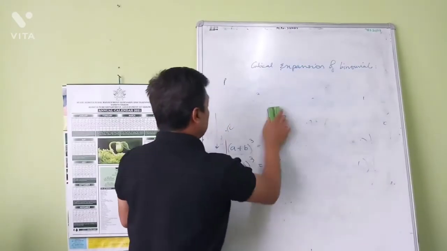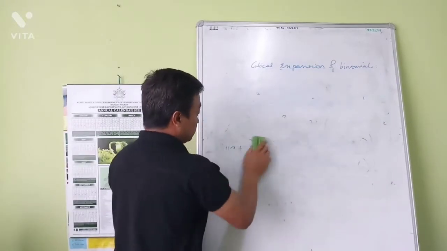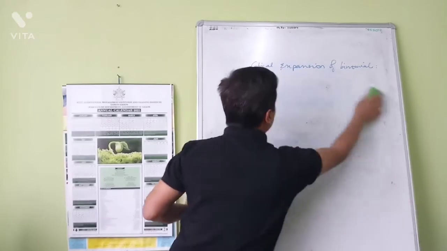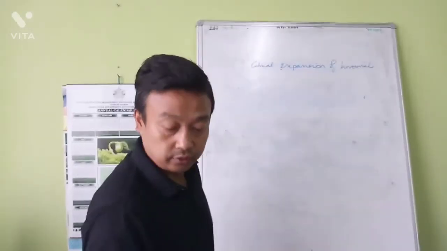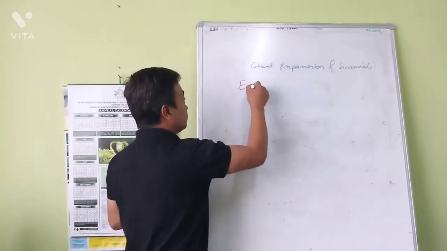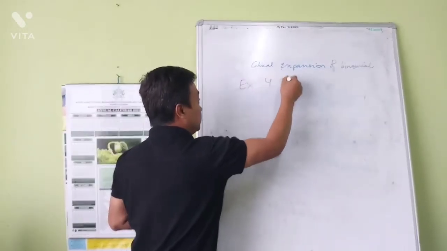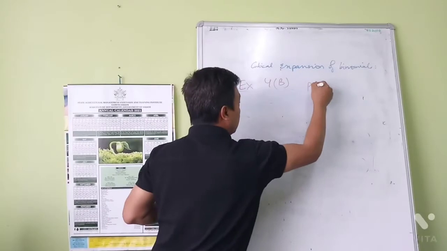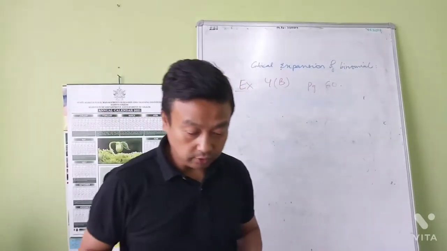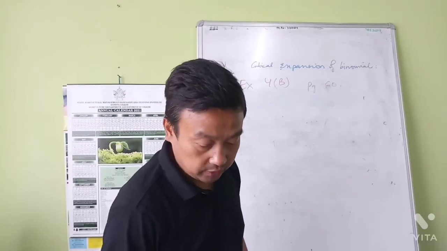Here, nothing much to understand in the formula. The key is you have to remember it, because application is very, very important. So let us do exercise 4B, page number 60. Okay, so we have got the first question, very, very easy.